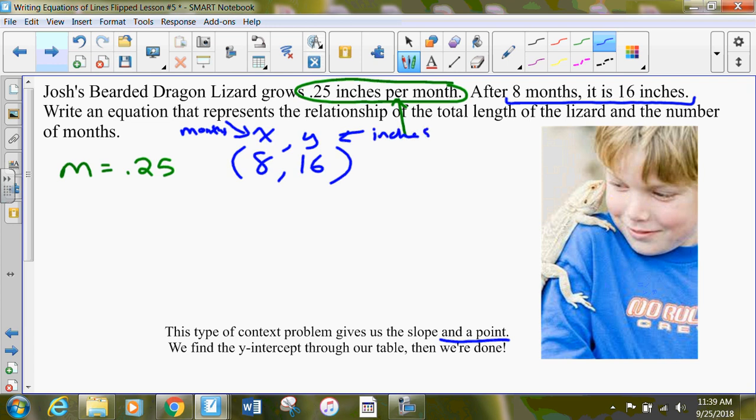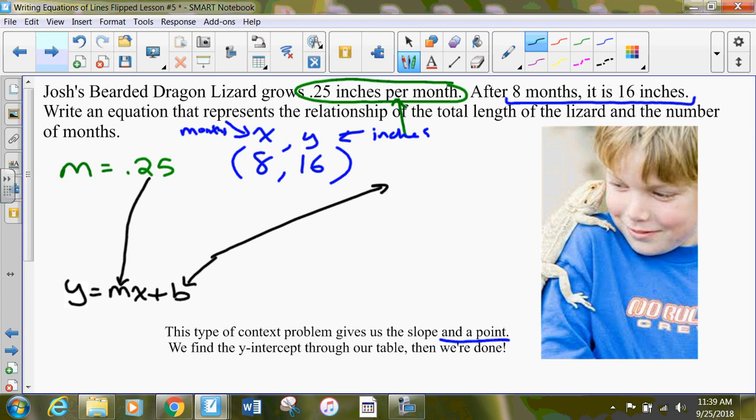Now, I'm going to go ahead and do something. If I have a point and I have a slope, and I know that I want to put my equation into the y = mx + b form, I realize, okay, I've got my point. I know that I have to make a table to find my y-intercept. So let's go ahead and make a table.